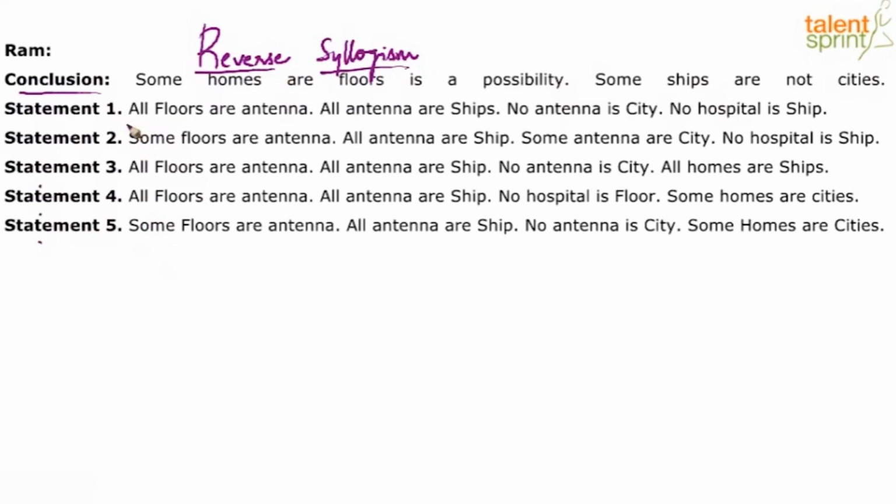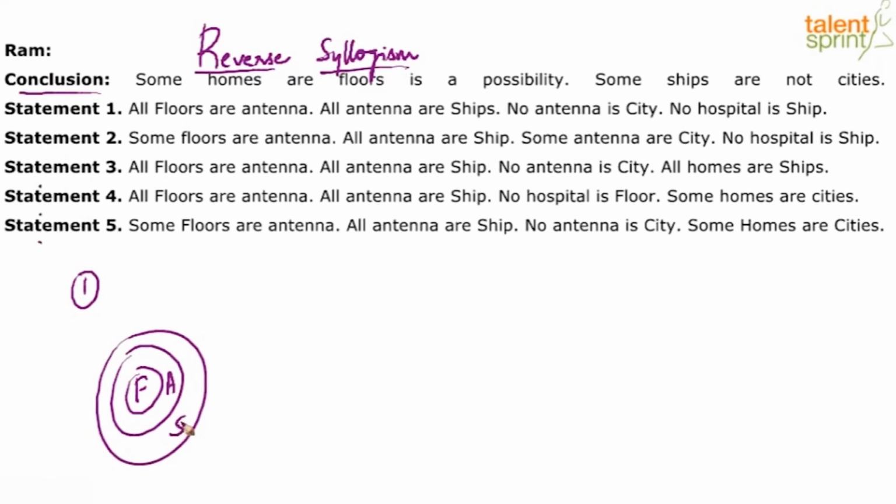So if I look at the first set of options here, the first option has the statements: all floors are antenna, then all antenna are ships, no antenna is a city, and no hospital is a ship.